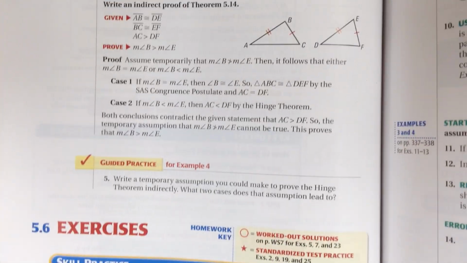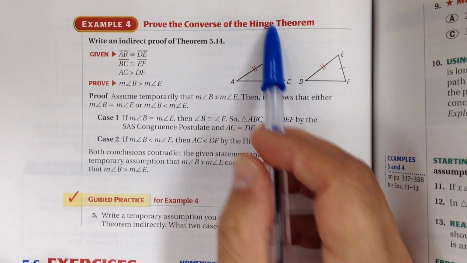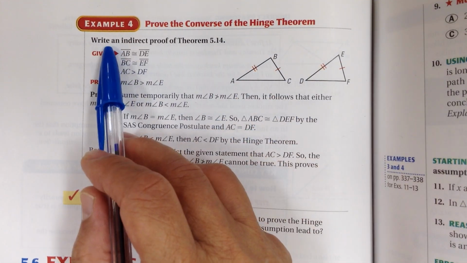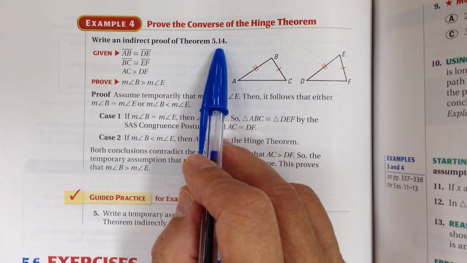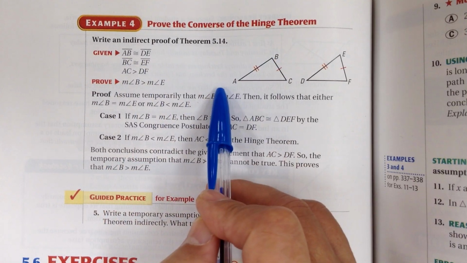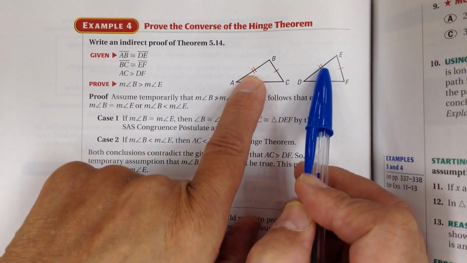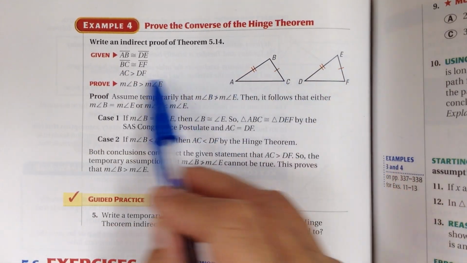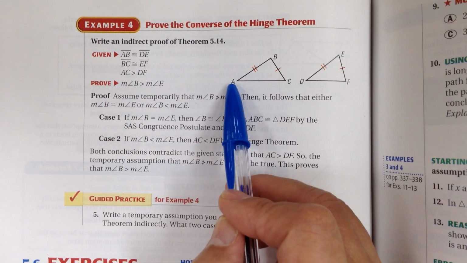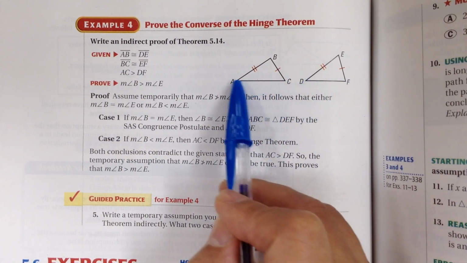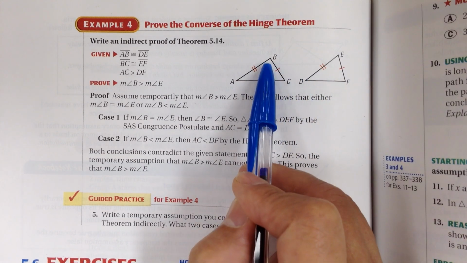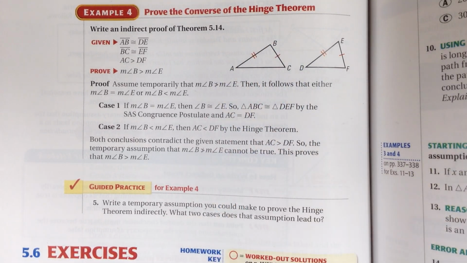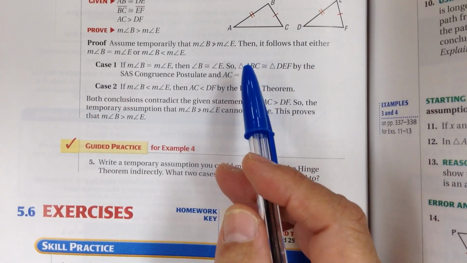Okay, let's go to example 4. Prove the converse of the hinge theorem. Write an indirect proof of theorem 5.14. Given AB is congruent to DE, so make the marks, and BC is congruent to EF, so make the marks, and AC is greater than DF, so this length is greater than that. You want to prove that this angle is bigger than that.